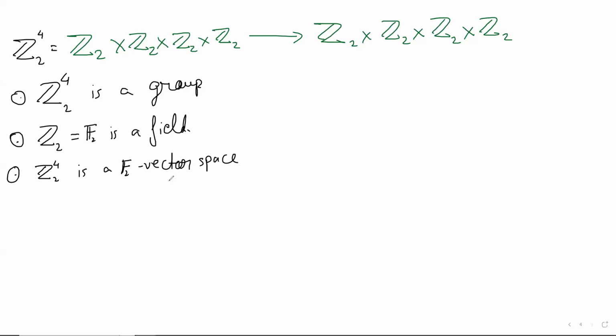Is an F2 vector space. Just do the most obvious things, right? And in an F2 vector space, the addition which you do here is coordinate-wise, which is how you do it in R4, which is how you add in a group also, right? So it's a vector space with the same group structure. That's the point. Same group structure.